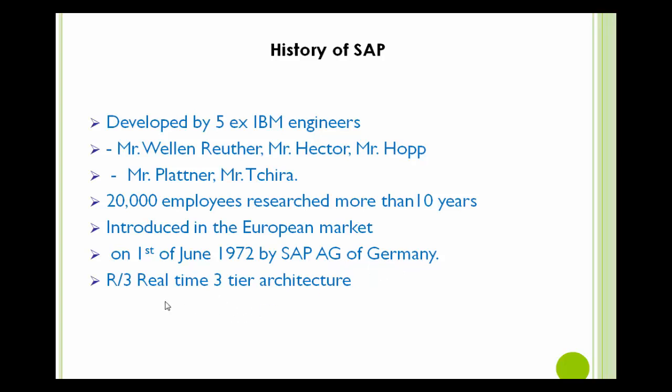And now SAP success factor R3. R is real time, 3 is the 3-tier architecture system. We'll discuss what exactly the R3 systems are in the next slides. One thing I wanted to say is how you should pronounce SAP. In German, SAP sounds like an animal name, and that's why people hesitate to call it SAP. We have to call it SAP.